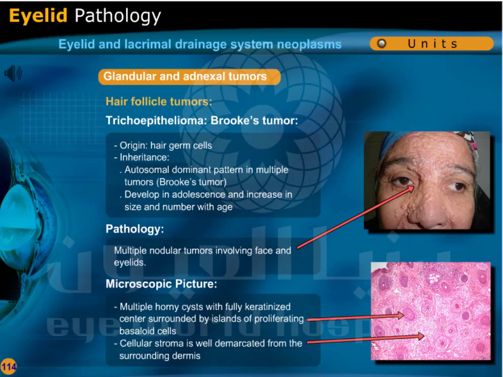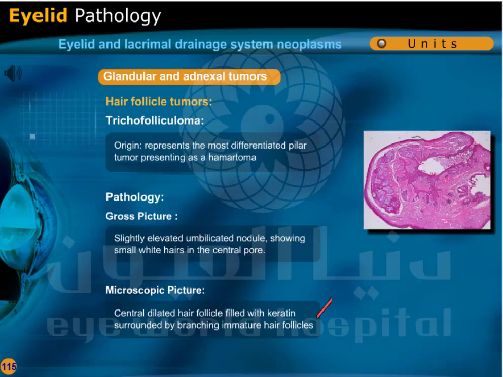Trichoepithelioma, Brooks tumor. Origin: hair germ cells. Inheritance: autosomal dominant pattern in multiple tumors, Brooks tumor. Develop in adolescence and increase in size and number with age. Pathology: multiple nodular tumors involving face and eyelids. Microscopic picture: multiple horny cysts with fully keratinized center surrounded by islands of proliferating basaloid cells. Cellular stroma is well demarcated from the surrounding dermis.